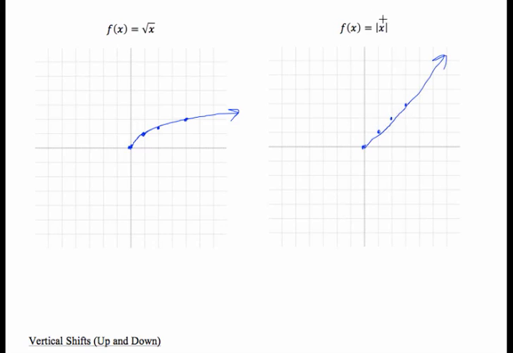And then if x is negative 1, the absolute value of negative 1 is positive 1. So it goes through the point negative 1, positive 1. If x is negative 2, the absolute value of negative 2 is also positive 2, and so on. So it creates a pattern that looks like this. So the basic shape here is a V for the absolute value of x.